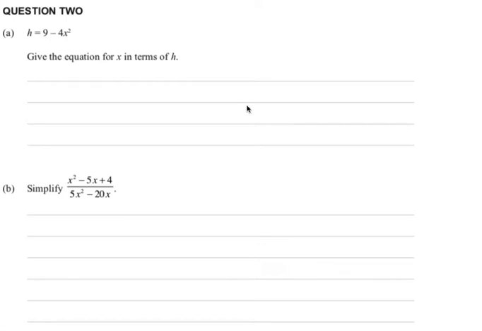Okay, 2017 Tuesday paper, and we're going to focus on question 2, A and B. The first question is basically a rearrange. X becomes the subject and can be expressed in terms of H. Now, this is exactly as when you're solving any equation to find the unknown, right? So let's have a look at how we can get this expression.